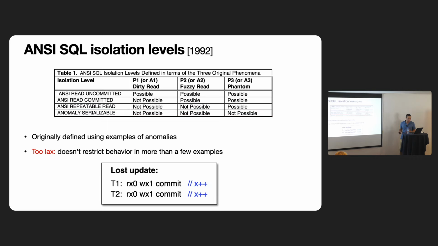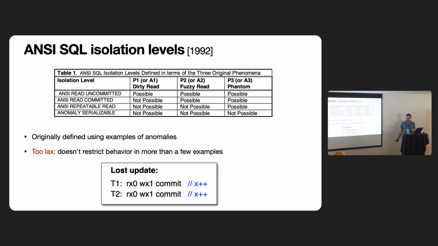Now, this is broken because it's too lax, right? Defining a specification by examples is not very good. So I showed you lost update as an example. But I can produce hundreds of examples like this that are all similar but slightly different. So you somehow need to disallow them all in one go.